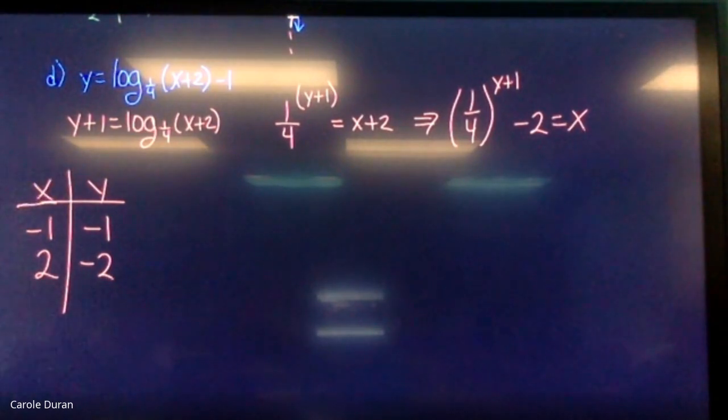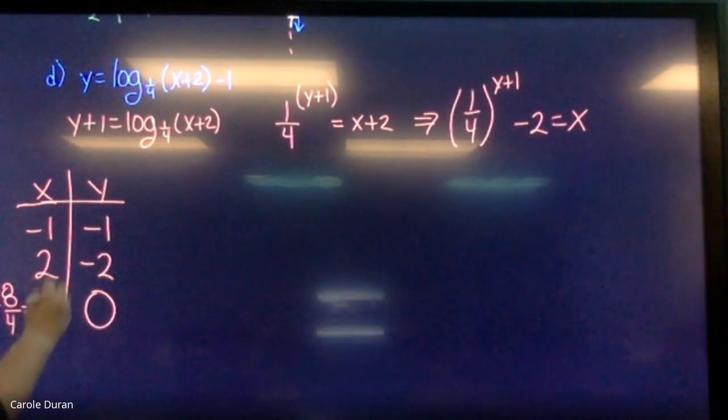If I plug in 0 for y, 0 plus 1 is 1. 1/4 to the 1 power is 1/4. What's 1/4 minus 2? I'm not sure. Well, that's 1/4 minus 8/4, because that's what 2 is equal to, which gives me -7/4.